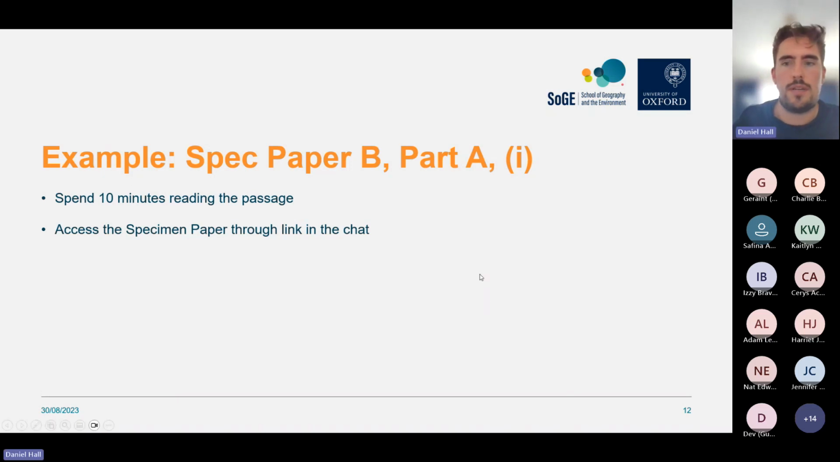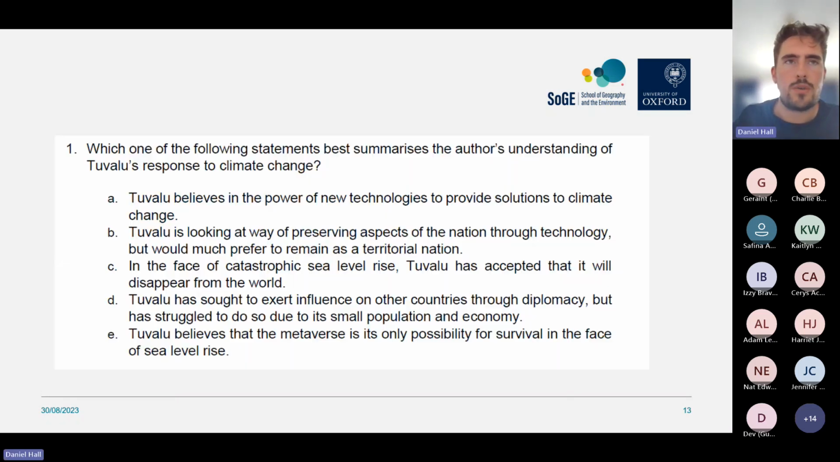Let's go through some questions then. Question one, so this article about Tuvalu, it says, which one of the following statements best summarises the author's understanding of Tuvalu's response to climate change? Maybe we'll do a quick straw poll. Just pop in the chat what you think the answer is for me.